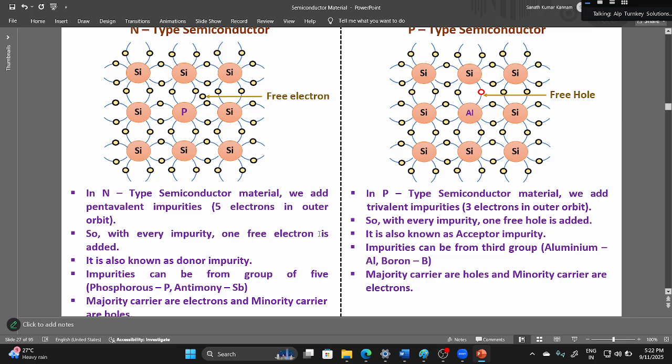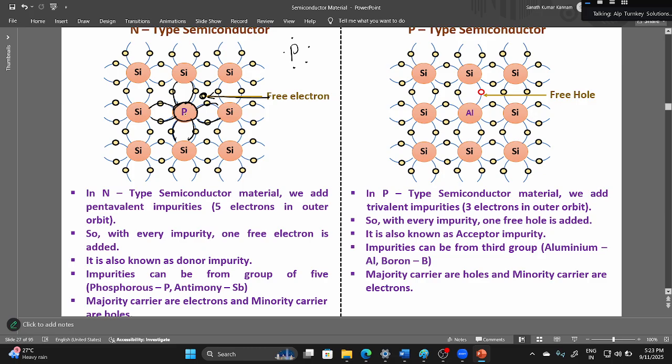So there are N-type semiconductor and P-type semiconductor. See here, you have a silicon atom replaced with a phosphorus atom. The phosphorus atom has five valence electrons. Four valence electrons will be shared with the silicon atoms, and one free electron will be formed. This is nothing but the free electron. However many phosphorus atoms you add, that many free electrons will be formed. Suppose you add 100 phosphorus atoms, 100 free electrons will be formed.